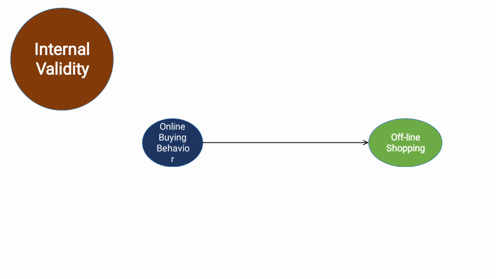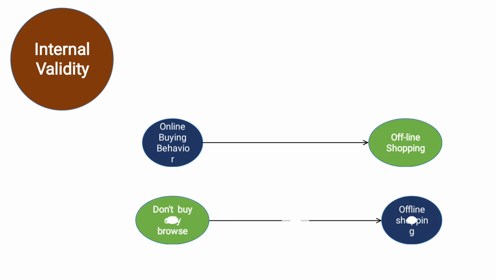If I can be 100% sure, or very confident, that only online buying behavior leads to offline shopping of a particular product, then I can say that the internal validity of this study or my findings will be high. But there are many other factors that lead to offline shopping. So let's say there is an alternative explanation for offline shopping.